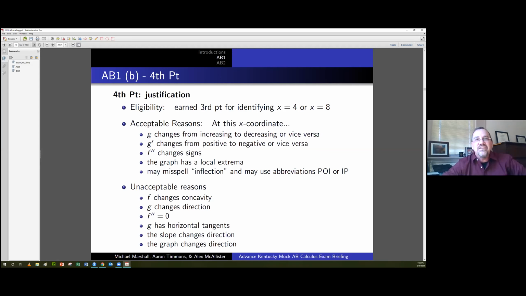We need a little bit more than just changes of direction, right? You can imagine a curve doing an S thing, right? That's a change in direction, but the graph changing direction is different than saying it has a local extrema. That's a little more precise and has some more information inside there. So those are some of the boundaries we'll look at between acceptable and unacceptable reasons for justifications that we'll see from students for that fourth point.